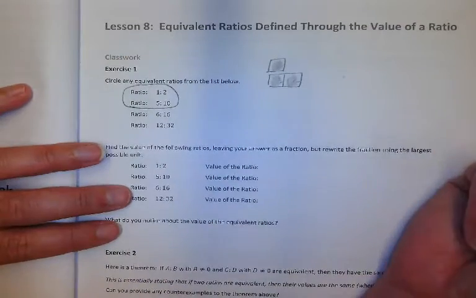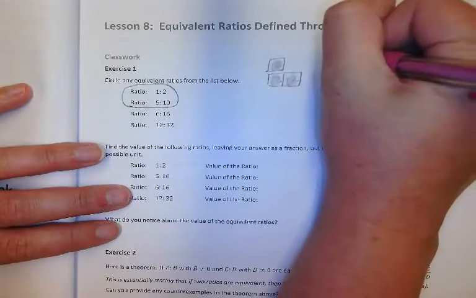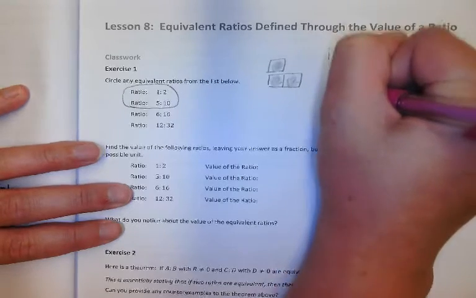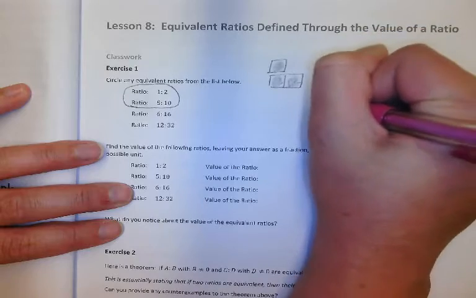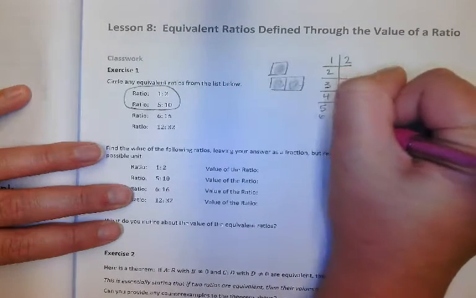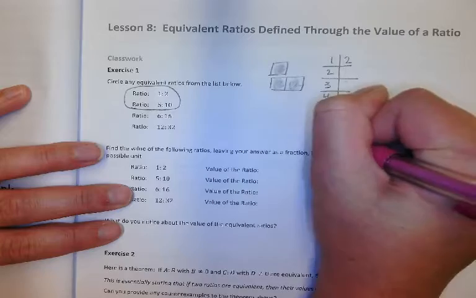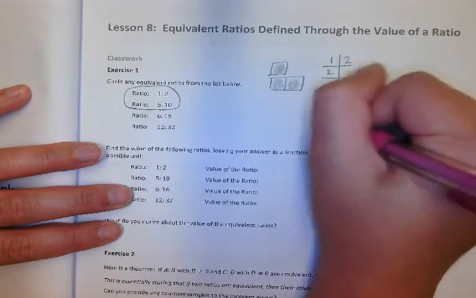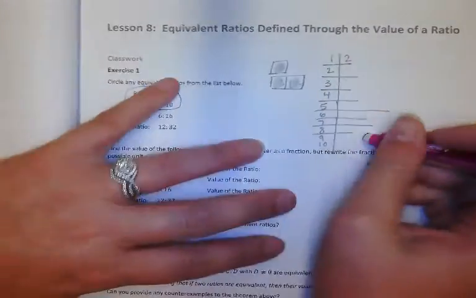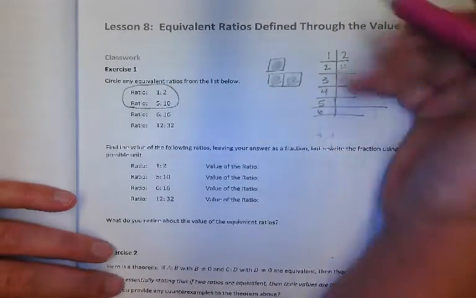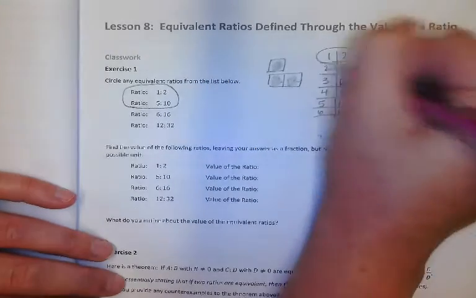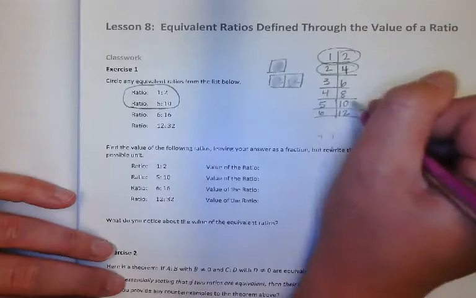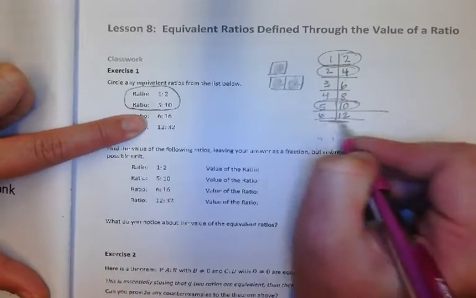We can also find out if they're equivalent by making a table. So I could go 1 and 2. And I could count down 1, 2, 3, 4, 5, 6, 7, 8, 9, 10. I wanted to get to 12, but I guess we already know they're not equivalent. So I'm going to erase this and stop at 6. 2, 4, 6, 8, 10, 12. So 1 and 2, 5 and 10 are equivalent, but 6 and 16 are not.